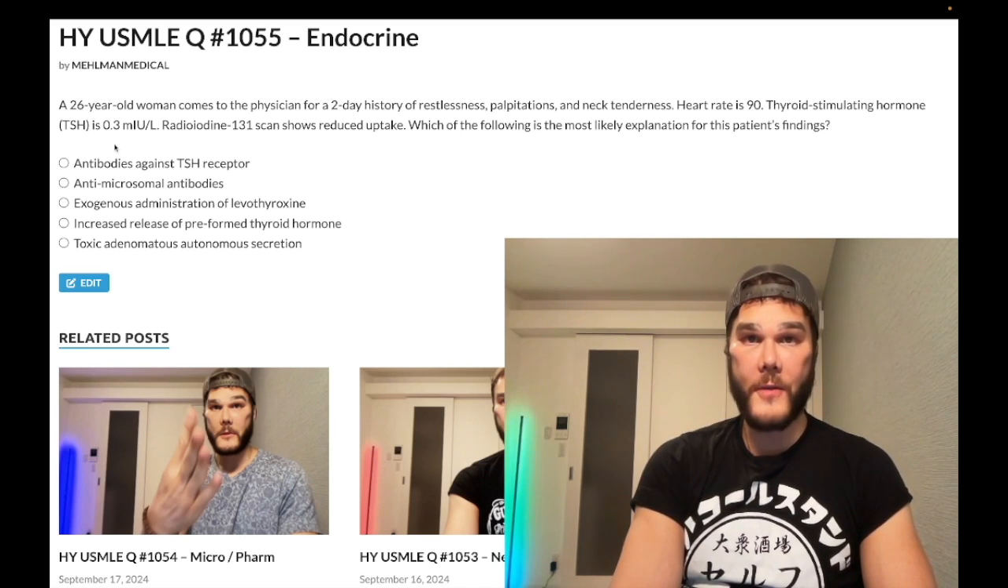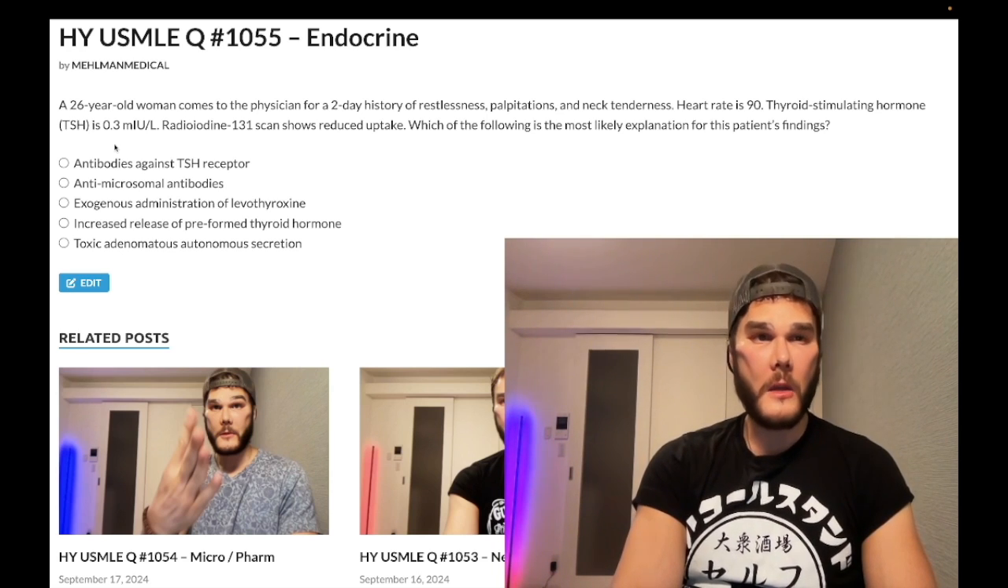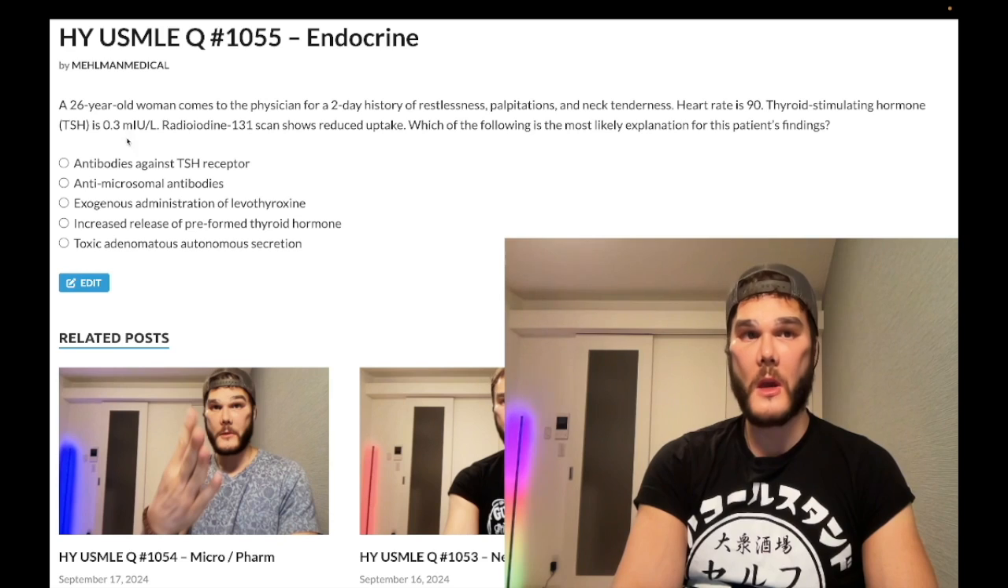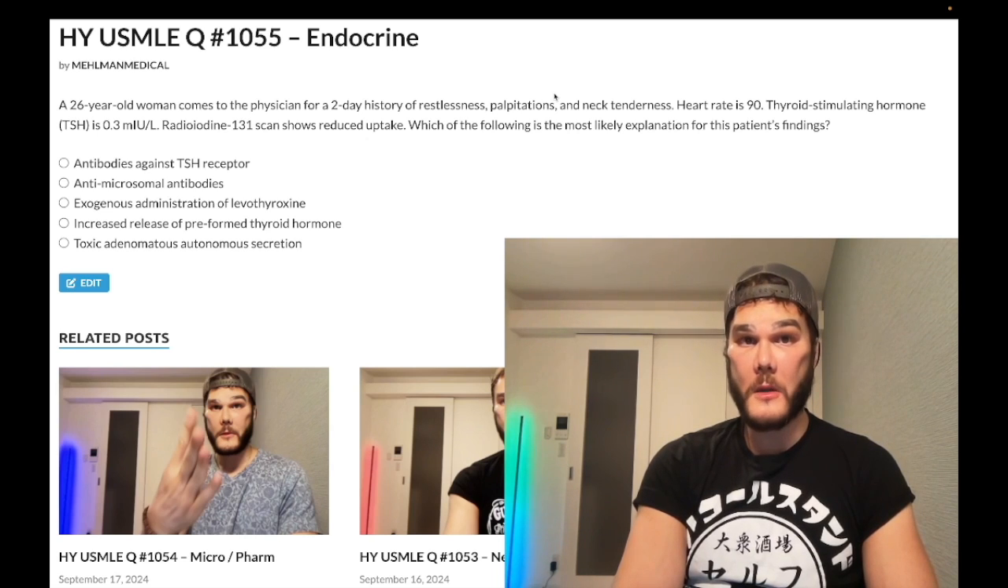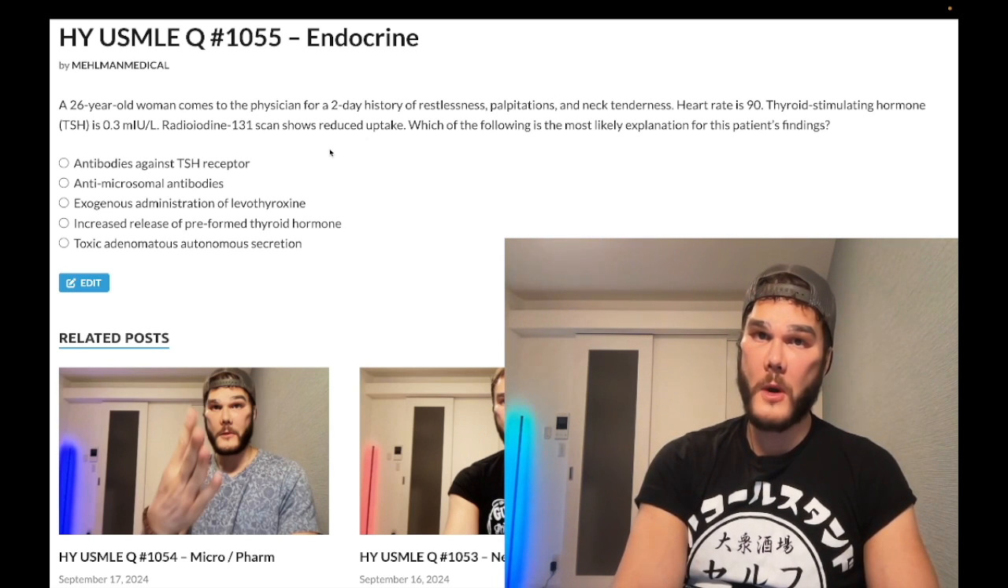I understand you don't have the normal ranges in front of you, but for 2CK especially, you got to know 0.5 to 5.0 is the normal range for TSH. Not dramatic, okay? Stop complaining, take your training wheels off. Radioiodine uptake scan shows reduced uptake. Okay, so holy shit, we have hyperthyroidism, but uptake's reduced? Question mark? Okay. So let's just look at the answer choices here.